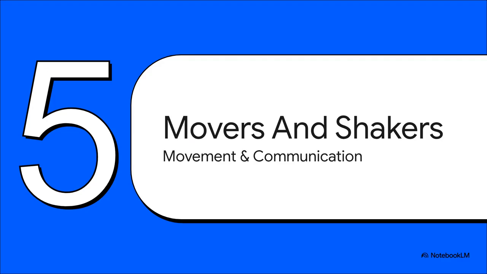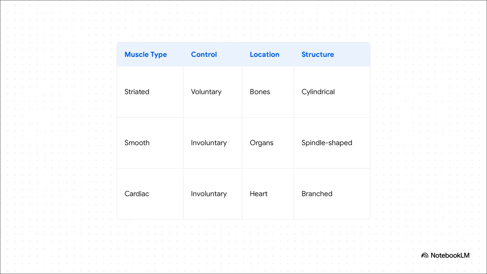Finally, let's get to the tissues that truly define what it means to be an animal: the ability to move with purpose and to react instantly to the world around us. All animal movement is powered by muscular tissue. You've got the voluntary muscles you control, which are attached to your bones. You have the involuntary smooth muscles in your organs, working behind the scenes. And of course, there's the one-of-a-kind cardiac muscle of the heart, beating away for your entire life.